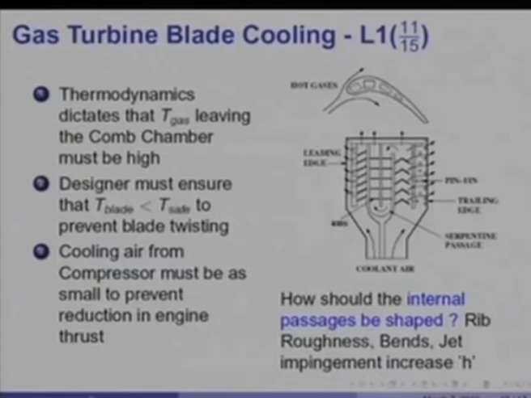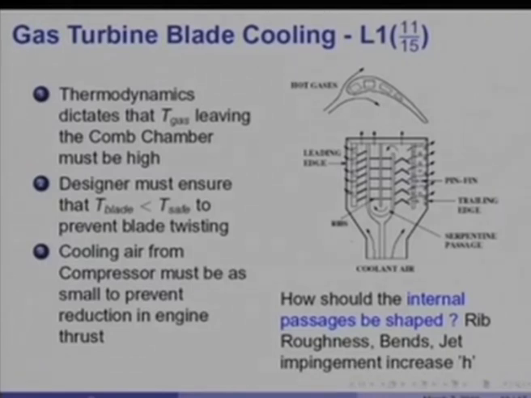Here is another example of gas turbine blade cooling. Now, of course, thermodynamics tells us that the temperature leaving the combustion chamber of a gas turbine must be as high as possible so as to achieve high thermal efficiency of the turbine. Today, temperatures of the order of 1500 to 1900 K are expected in practical gas turbines.